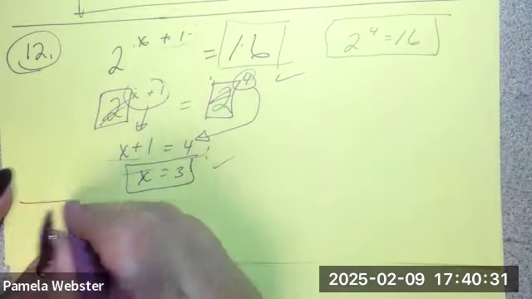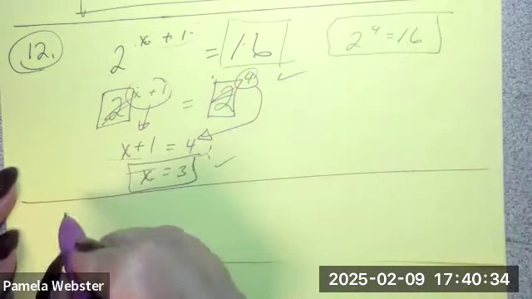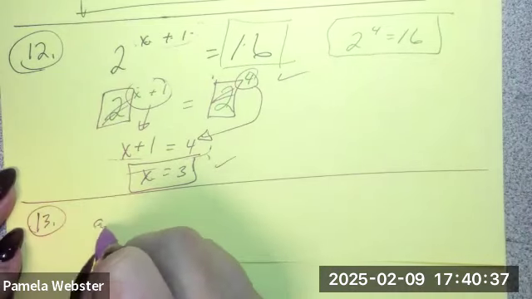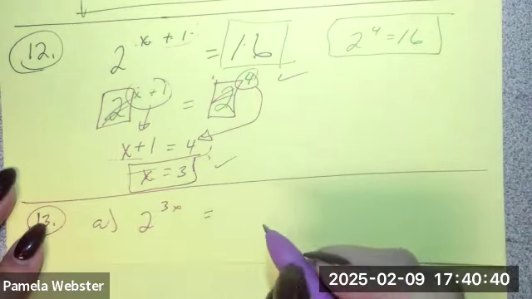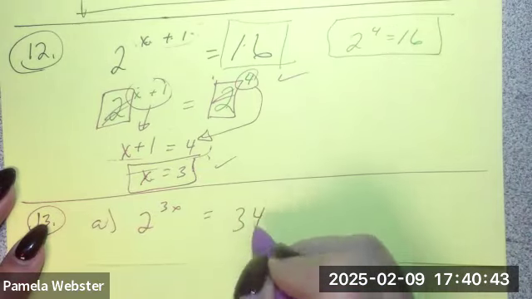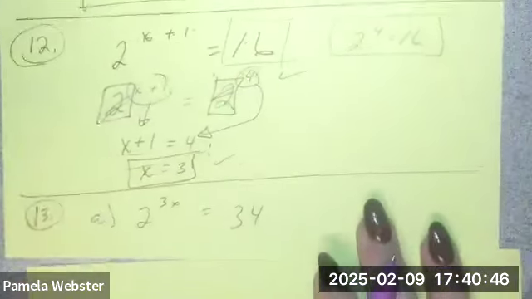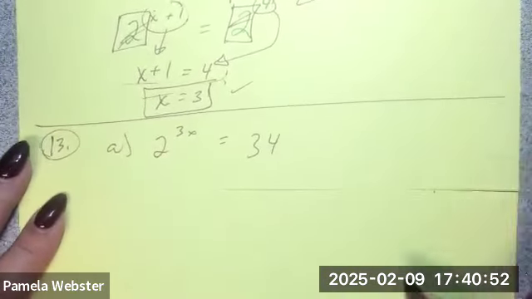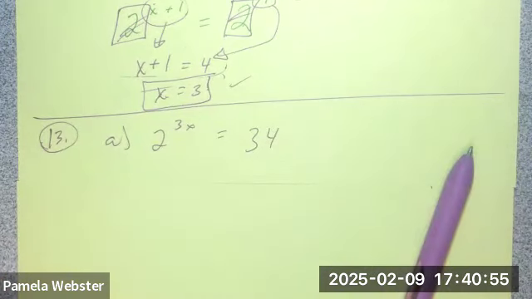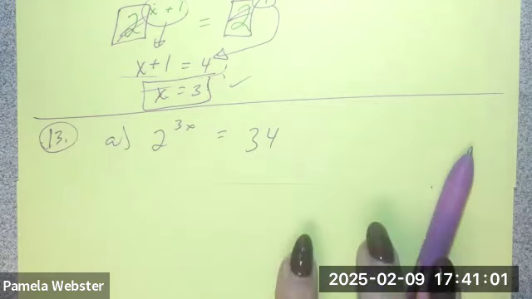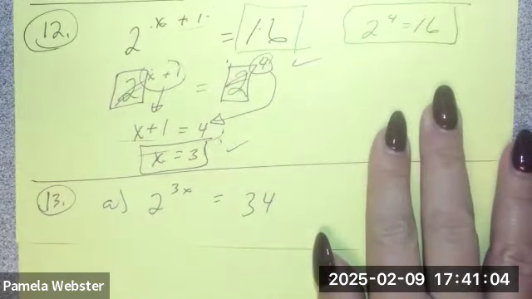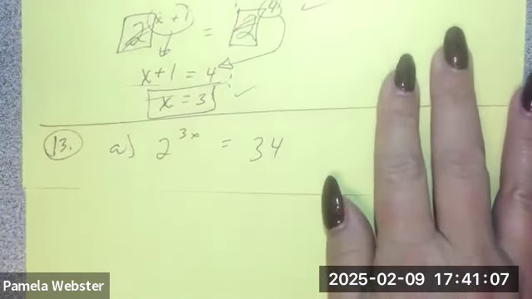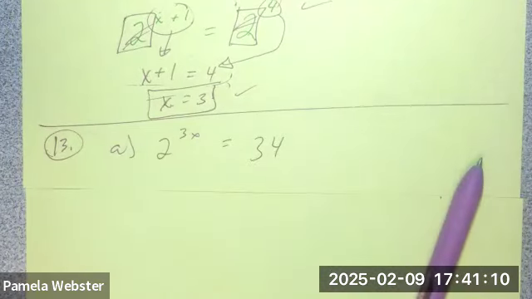Okay. All right, 13 has a bunch of parts. It says solve for x. A says 2 to the 3x equals 34. Solve for x. And it doesn't give you any kind of thoughts on how to do that. So whenever I look at this guy, I go, oh my gosh, 34 is not a power of 2. So I can't do what I just did a second ago. 16 times 2 would have been 32, then I'd have 2 to the fifth. But 34 is not a power of 2, so that's not going to work for me. I can't do what I just did.